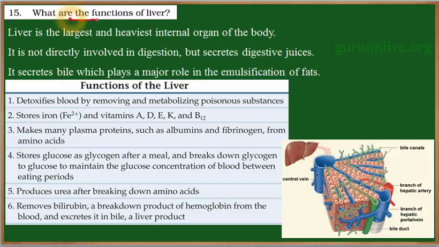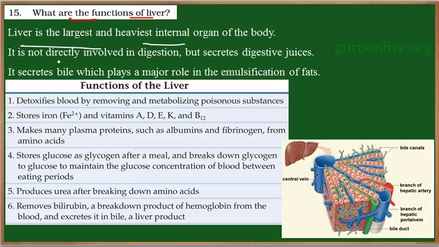What are the functions of the liver? So student, the liver is not a part of the alimentary canal, but it is an accessory organ which is required for digestion. So the liver and pancreas are all accessory organs required for digestion. The liver is the largest and the heaviest gland. It is the largest gland present in the body and the heaviest internal organ of the body.